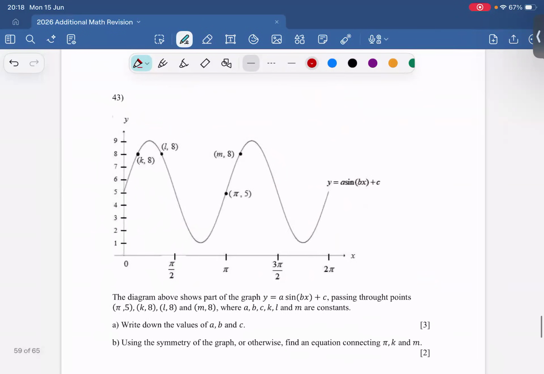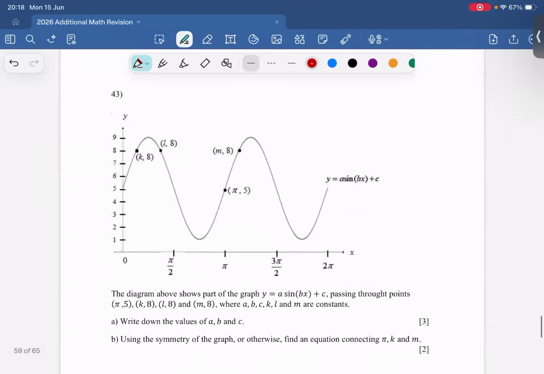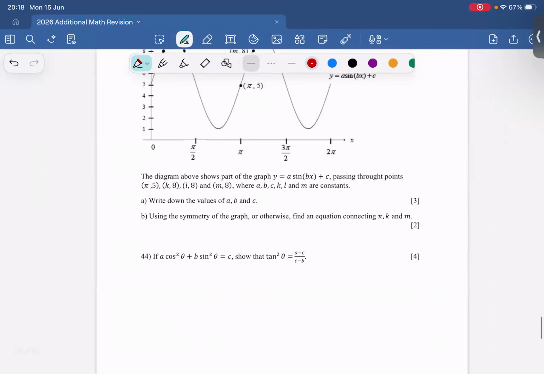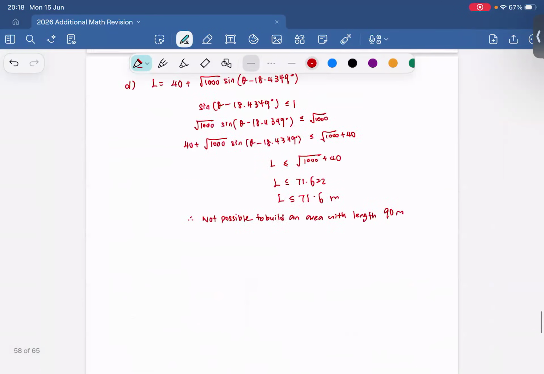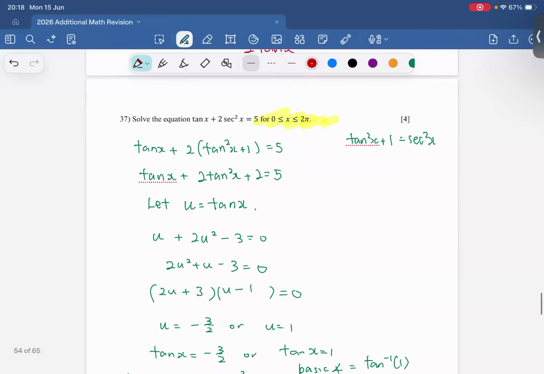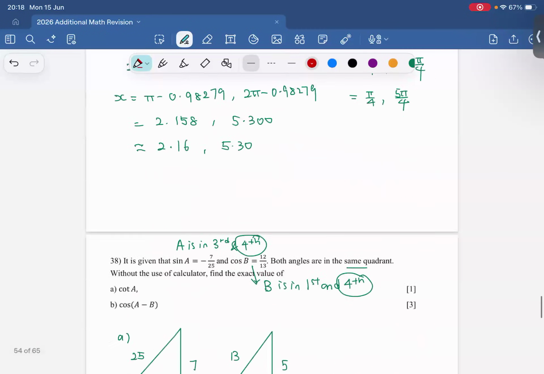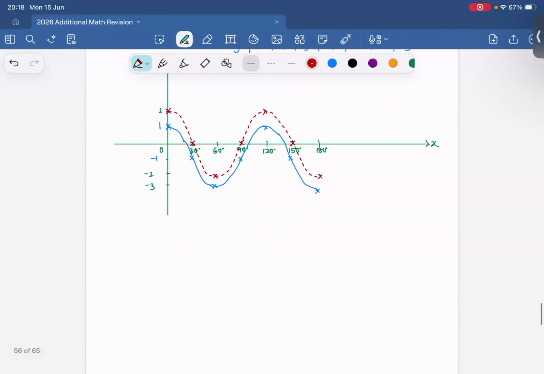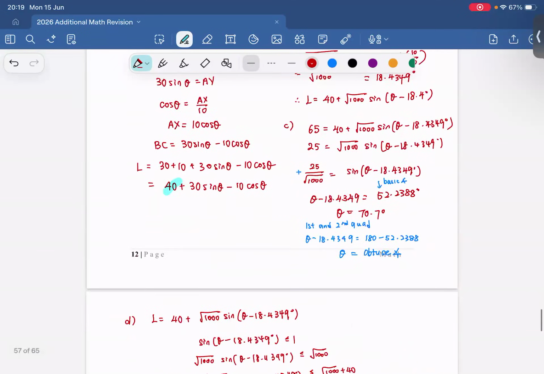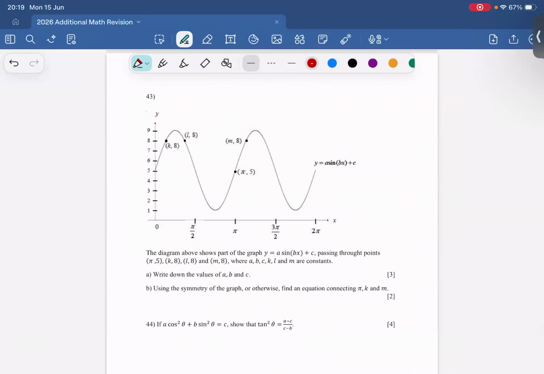Oh, trigo graph. So a little more difficult already. Yeah, I think I have questions missing. Okay, never mind. Let's take a look at trigo graph 43.